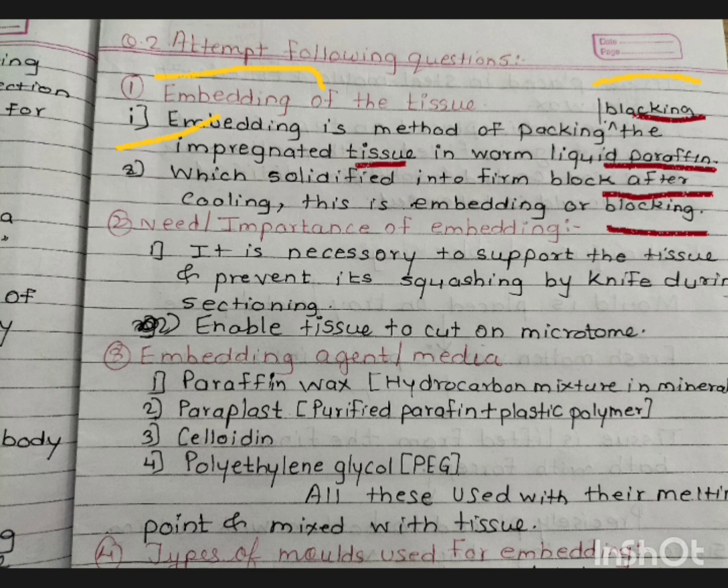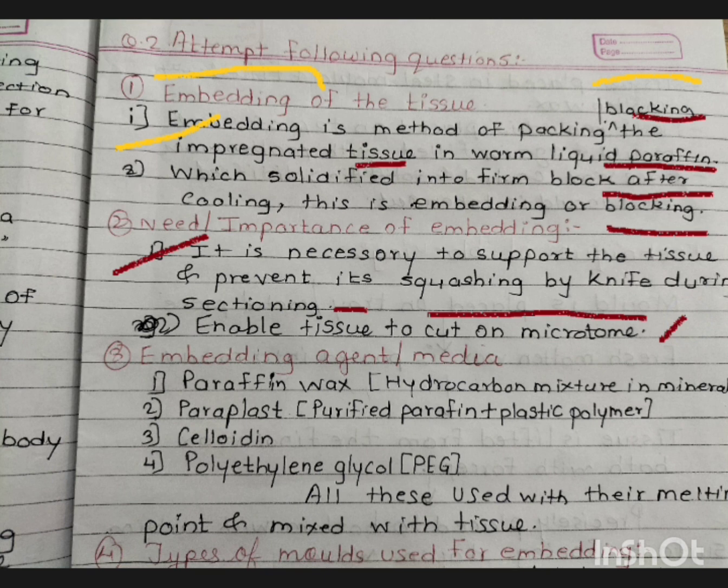Then why is there a need for embedding? It is necessary to support the tissue and prevent its squashing by the knife during sectioning. As you all know, the next procedure is microtomy, where we have to cut the tissue into thin sections, so it must have some support. Paraffin wax supports the tissue and forms a block, so it can easily be cut by the knife with no squashing. It enables the tissue to be cut on a microtome.